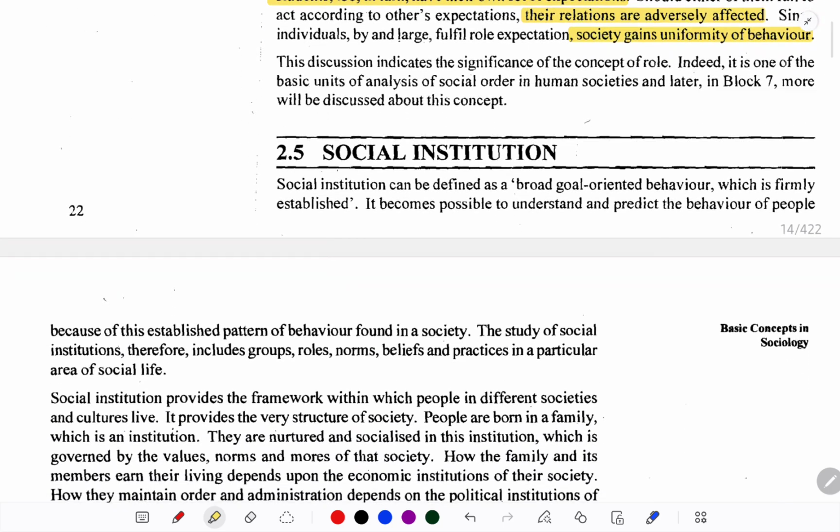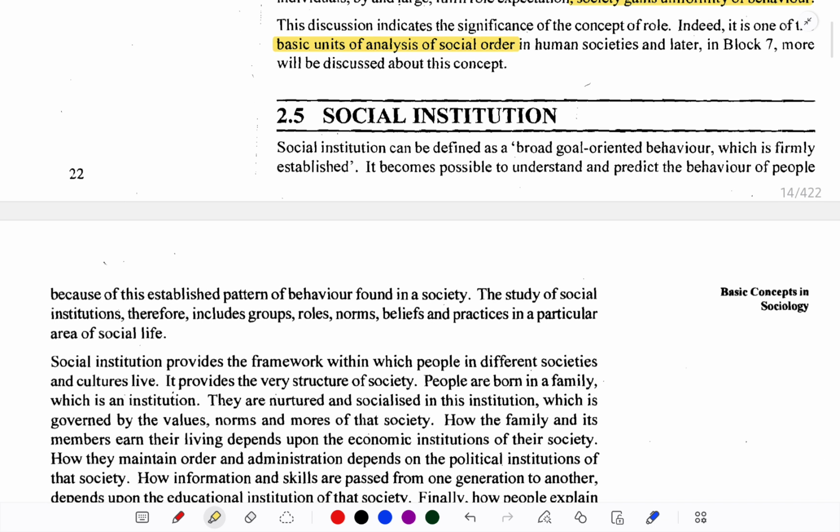This discussion indicates the significance of the concept of role. Indeed, it is one of the basic units of analysis of social order in human societies, and later in Block 7, more will be discussed about this concept.